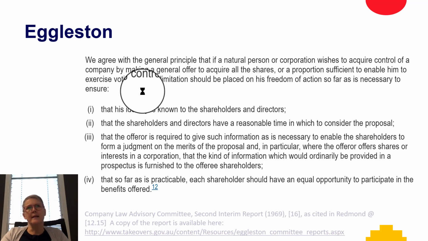Interesting there that the principles refer to both shareholders and directors, making it clear that the management of the company should know who it is that is making a bid. Why do you think that they have included the requirement that shareholders and directors have a reasonable time to consider a proposal? If I want to see alternatives. Yeah.